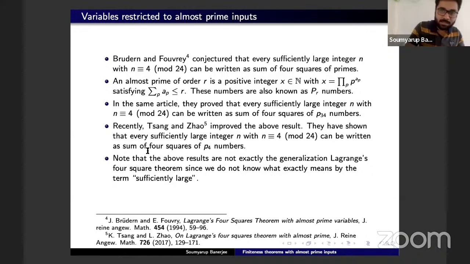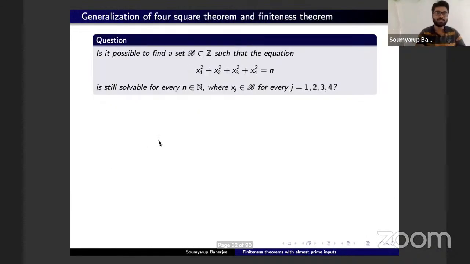Okay, so let me ask this question actually. Is it possible to find a set such that the equation, sum of 4 squares equal to n, is still solvable for every n, where xj belongs to the set, for every j equal to 1, 2, 3? Okay, so this is basically the question.